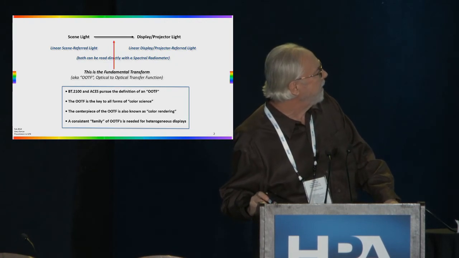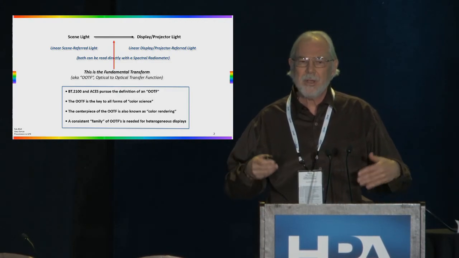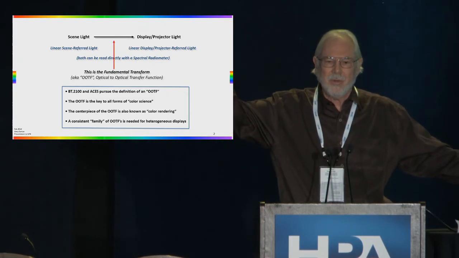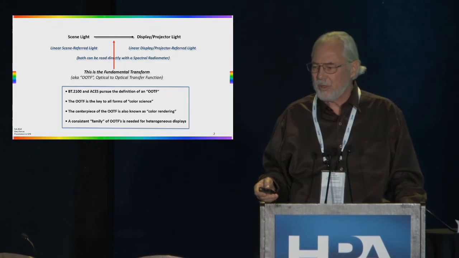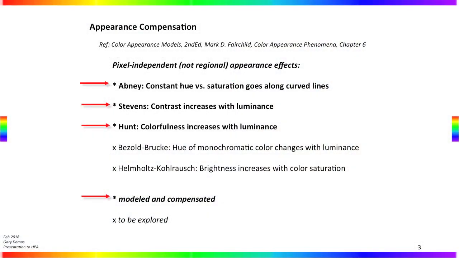A consistent family is needed if you have a variety of displays. So the displays in a home today might measure wildly differently in terms of their brightness and dark capability and their surround. So appearance compensation is an attempt to deal with the appearance phenomena that are to some degree fairly well understood. Mark Fairchild wrote a very nice text on color appearance modeling, and he lays out several sets of color appearance phenomena.